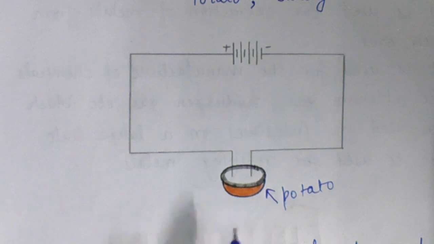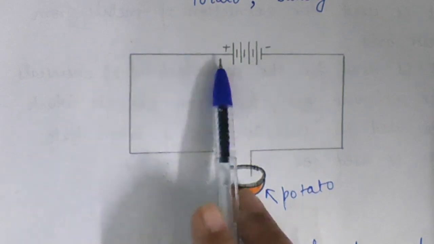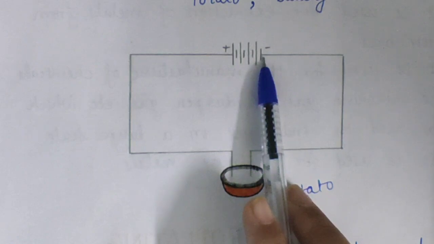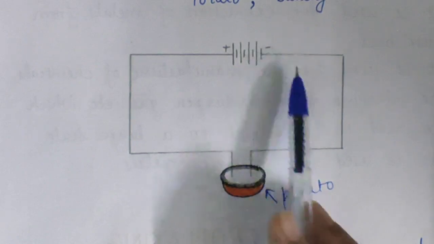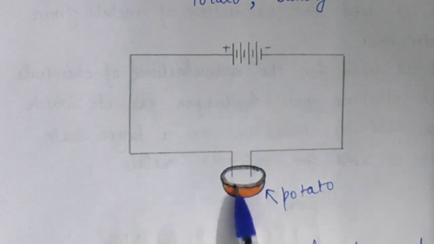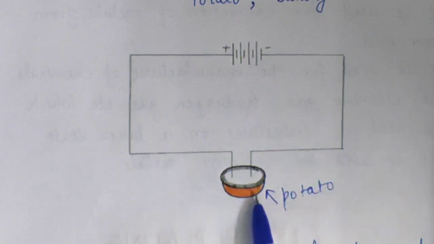Okay, what you have to do, put the two ends of the copper wire into the potato. One end is connected to the positive terminal of the battery and the other end is connected to the negative terminal of the battery. So in this way you can make a circuit and one end of the wire is into the potato and the other end is also into the potato. Now leave it undisturbed for half an hour.